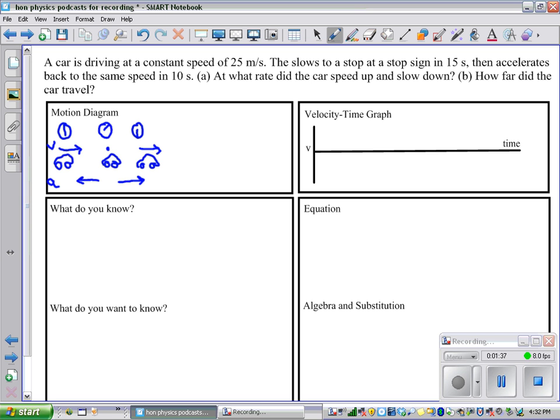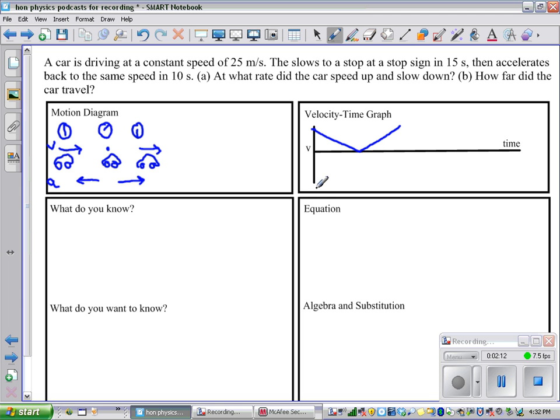Then we want to sketch a velocity time graph to give us a general idea of what happens before we start solving it. So while it starts at a constant speed, somewhere up on the positive axis, it's going to slow down at a constant rate, stop, and then speed up, also in the positive direction, away from where it was going. So it'll look like a V.